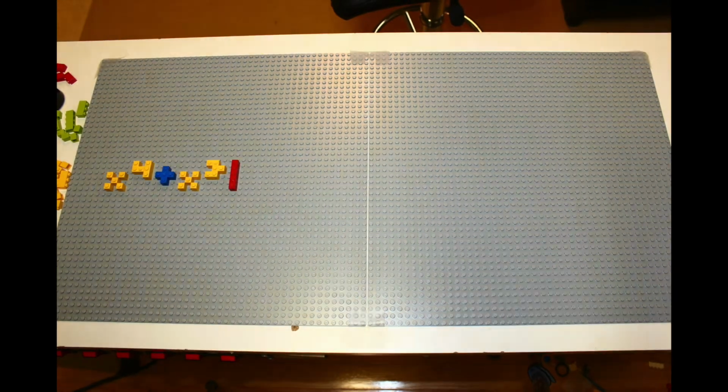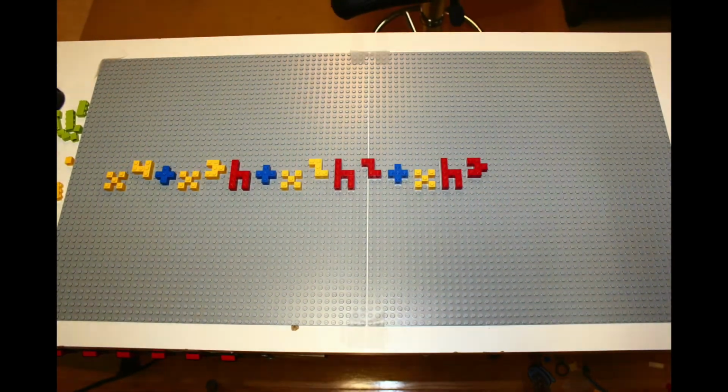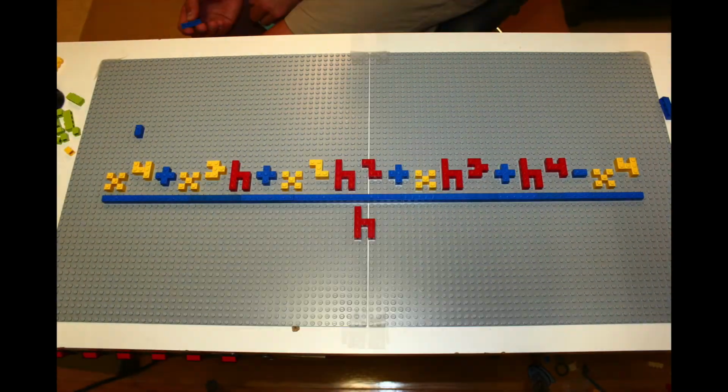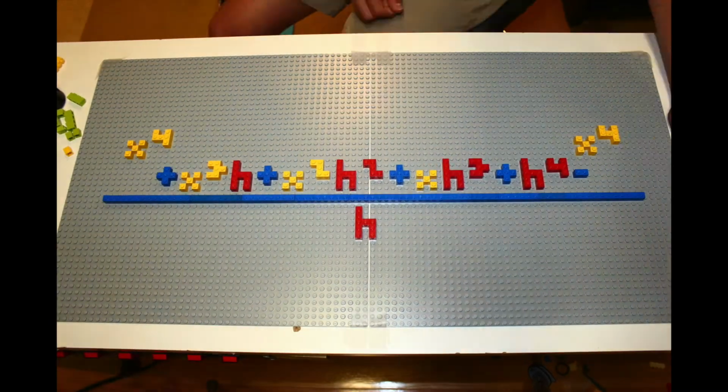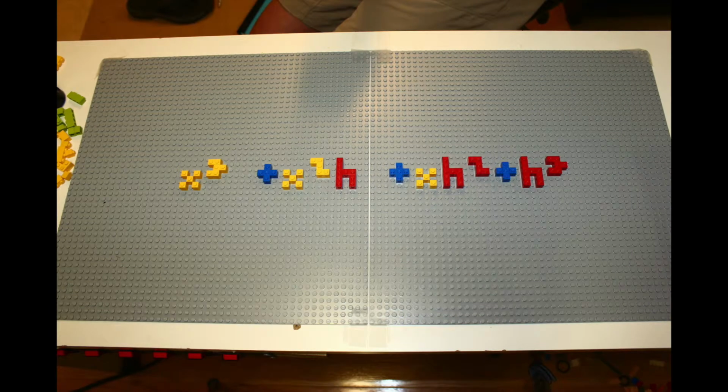Substituting the expanded binomial back into the limit expression, and keep in mind that there are coefficients on many of these terms, we discover that, first of all, these two x to the fourth terms will cancel out. Next, we have an h in all of the terms on the top, so we can divide them out and get rid of the denominator.